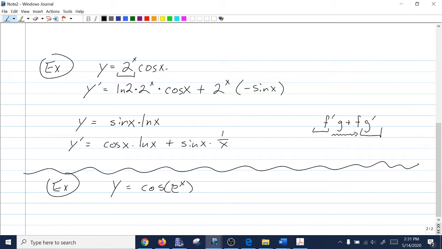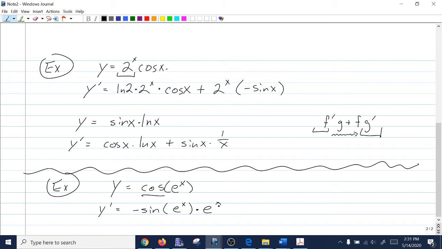This isn't a product. That doesn't mean cosine times e to the x. That means cosine of e to the x. If I was plugging in 3, I would find e to the 3, and then I would take cosine of that, and then I would be done. I never hit times at all to plug in 3. So the derivative of this is not the product rule, it's the chain rule. Derivative of cosine of something is negative sine of, leave the inside alone, times derivative of the inside, e to the x.